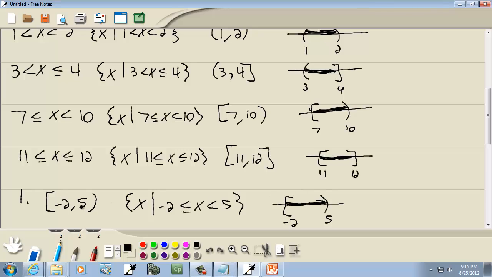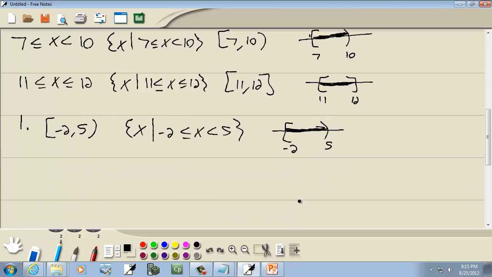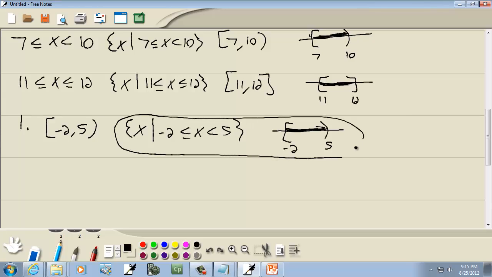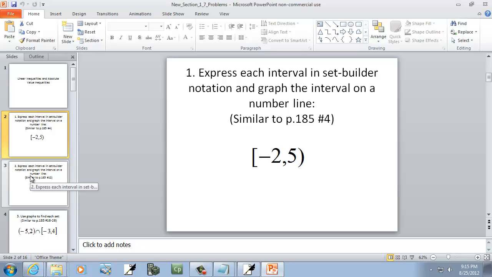And it's very easy if you have interval notation. See a bracket on negative 2, bracket on negative 2. Parentheses on the 5, parentheses on the 5. But those would be your answers for the first example. Okay, our second one.